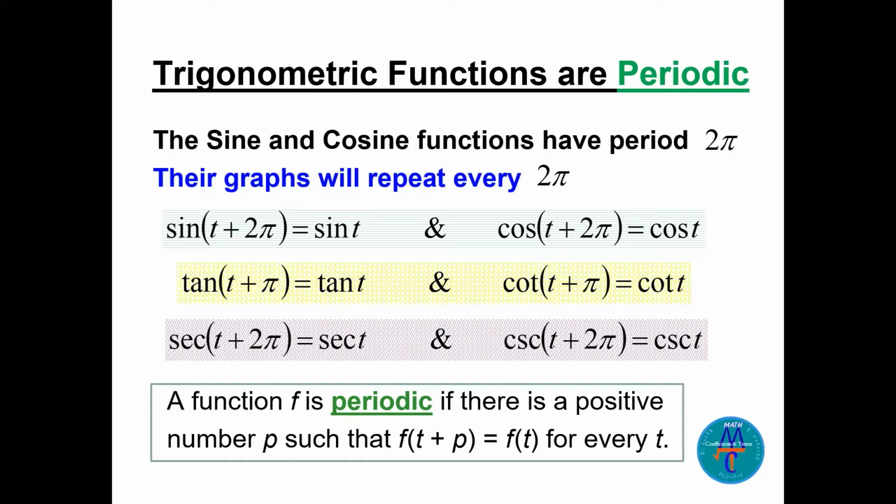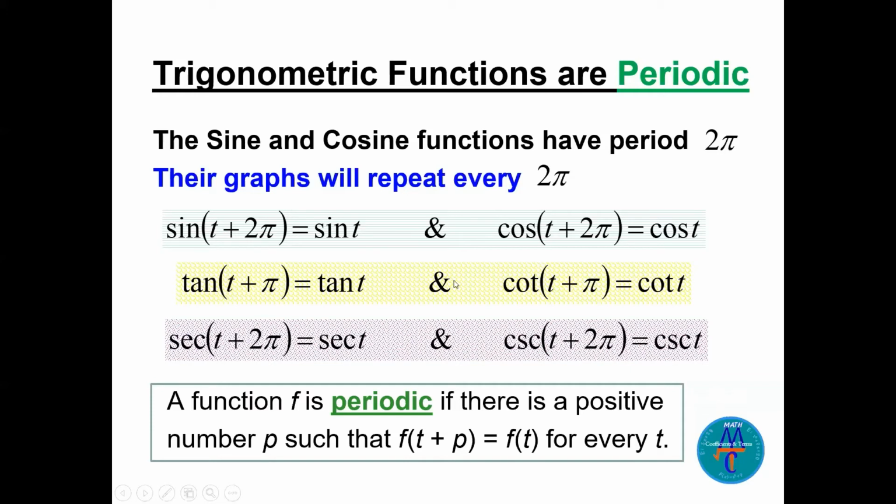Trigonometric functions are periodic. The word periodic means when we graph them, they will be repeated every certain period. Now for the sine and cosine, the period is 2 pi. You can see here these simple rules from coterminal angles. Sine of t plus 2 pi will be sine of t. Same for the cosine. So the period for sine and cosine, when you graph them, will be 2 pi.